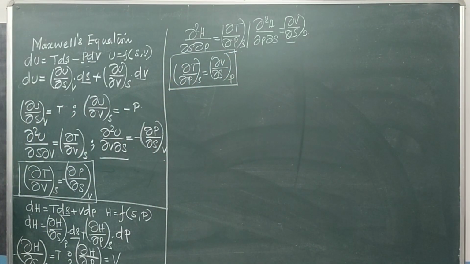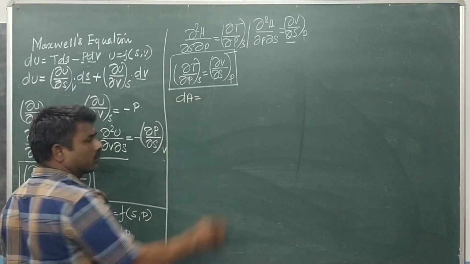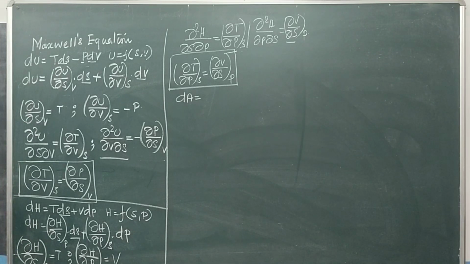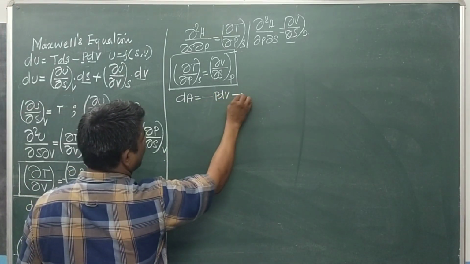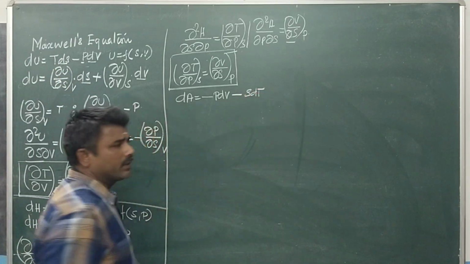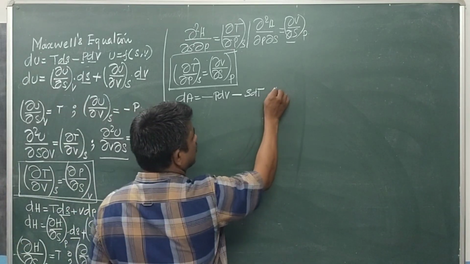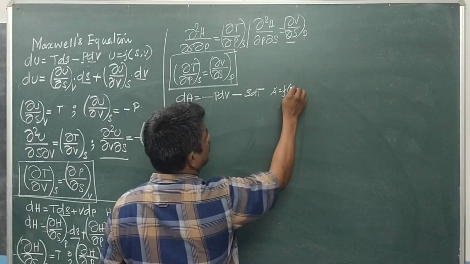Third, thermal free energy, or work function. dA, the change in thermal free energy, is equal to minus PdV minus SdT. We know that for thermal free energy, the canonical variables are volume and temperature.